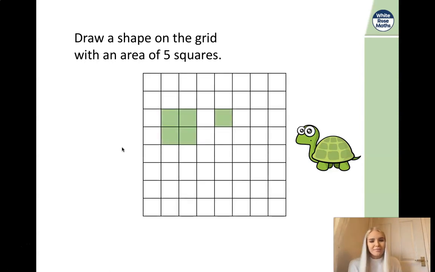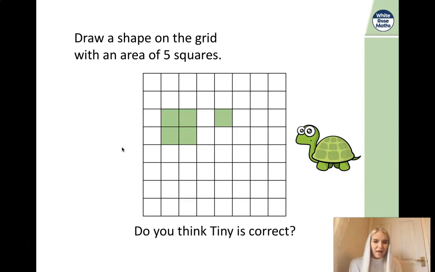So the first shape that he's made is this one. Now, is that a shape with an area of 5 squares? Do you think Tiny is correct? Pause the video and have a think, please. Off you go.